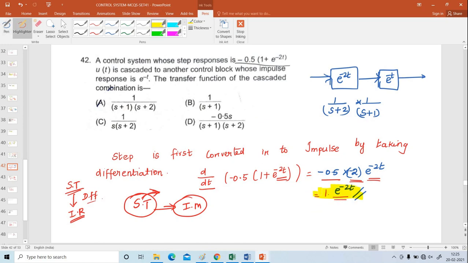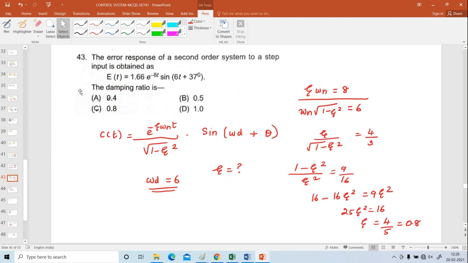After finishing this, I have to cascade the blocks. The first one is the step response converted, and the second one is the impulse response. Then I apply the Laplace transformation to both. The Laplace transformation of e^(-2t) is 1/(s+2), and the Laplace transformation of e^(-t) is 1/(s+1). The answer is 1/((s+1)(s+2)). Option A is the correct answer.